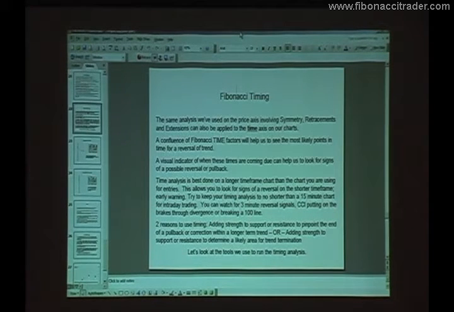Here's the dry stuff. The same analysis we've used on the price axis involving symmetry, retracements, and extensions can also be applied to the time axis on our charts. A confluence of Fibonacci time factors will help us see basically where you're likely to see a reversal. This is kind of important too. Time analysis is best done, this is particularly for intraday, on a longer time frame than the chart you're using for entries. A few reasons for this.